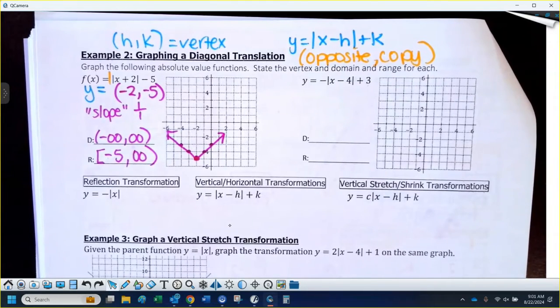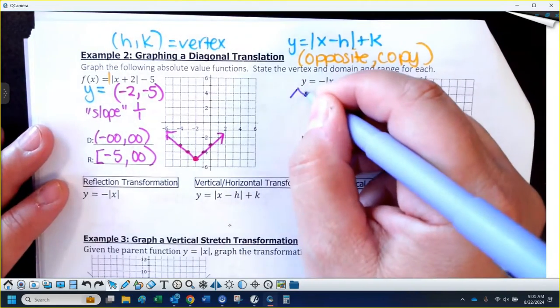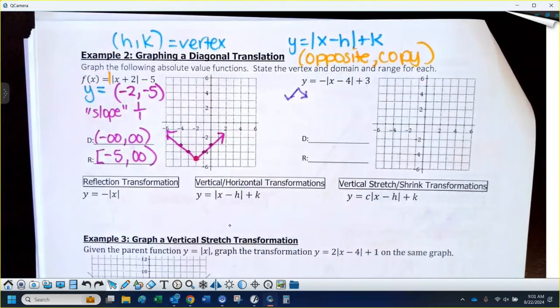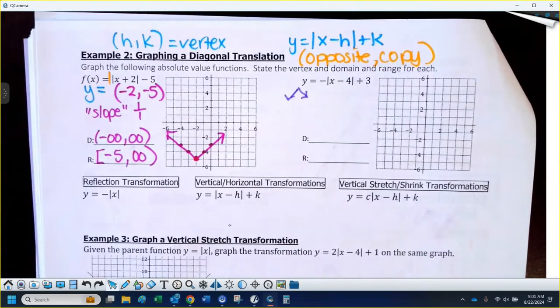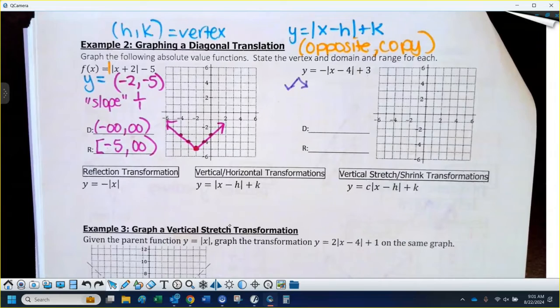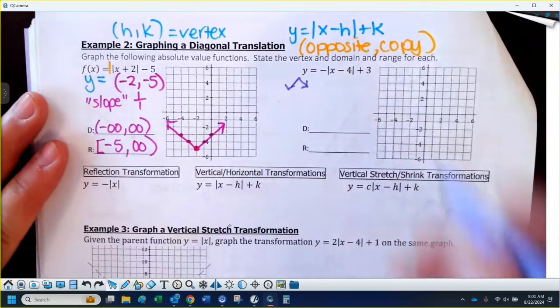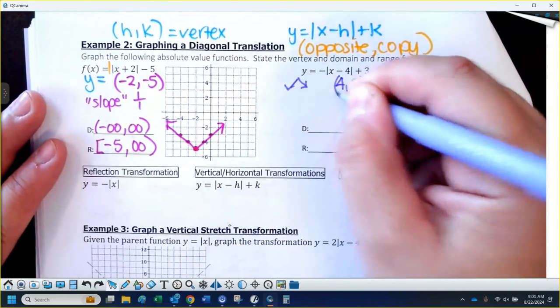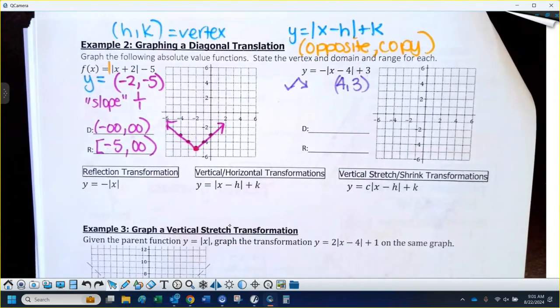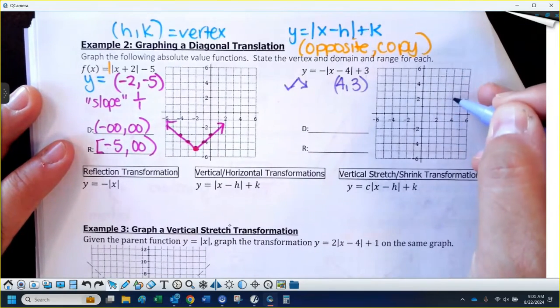All right, let's see if anybody can get the next one. I've got y equals negative out in front, so I immediately know this should turn upside down: absolute value of x minus 4, and then plus 3. Anybody feel like they could tell me where the vertex of that absolute value would be? What do you think? Perfect. (4, 3). Opposite with the x inside, opposite of what it looks like; copy what's outside with the y. So we're going to go 4 over, 4 up, 3.